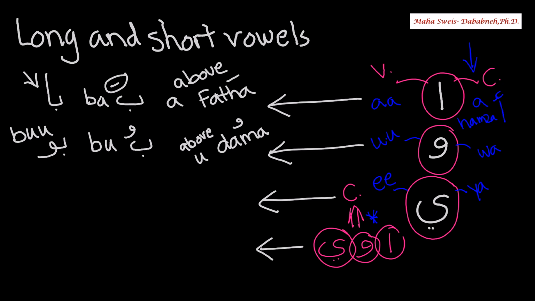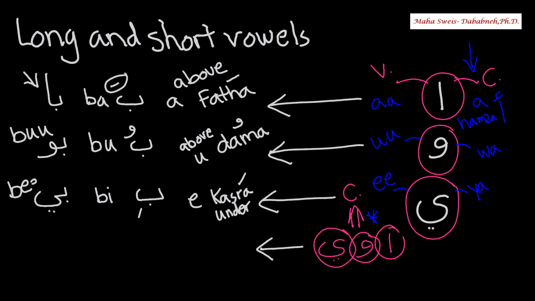The third short vowel we have is kasra. Kasra, we write it underneath the letters. We pronounce it e. Ba with kasra, you will say bi. Ba with long vowel, you will say bee.